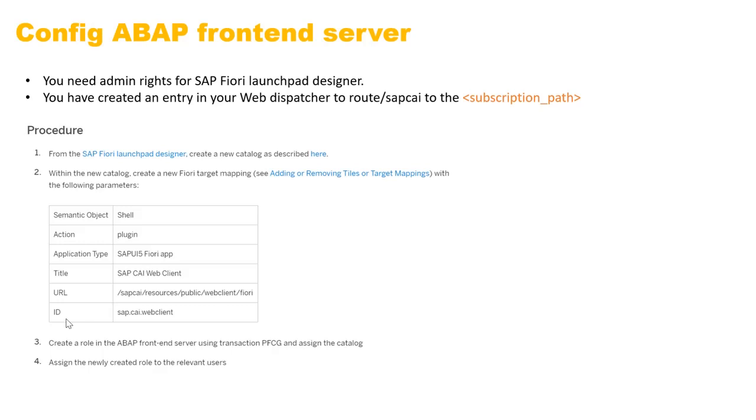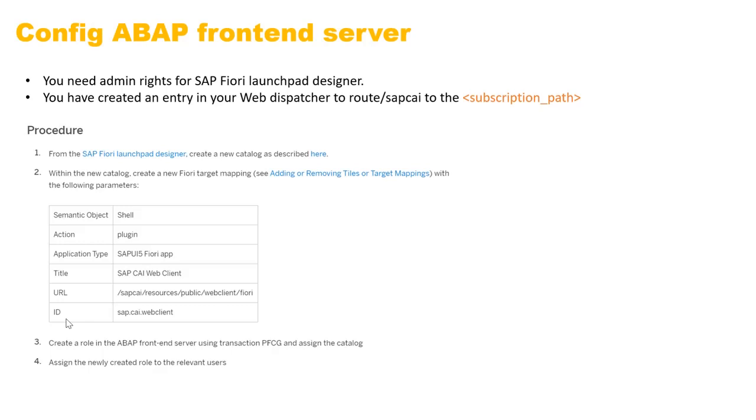Let us see. The first step is we have to create a catalog, the same way we generally do catalog creation for our standard FIORI application. So we have to go to the FIORI launchpad designer. There we can create a new catalog, and after creating the new catalog, we have to go to the target mapping and do the target mapping for the new catalog.